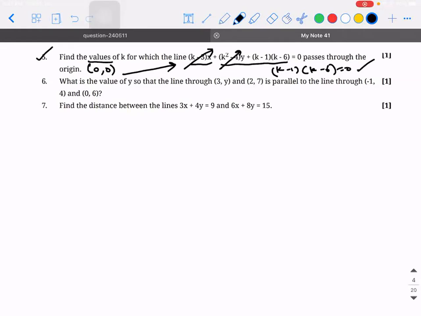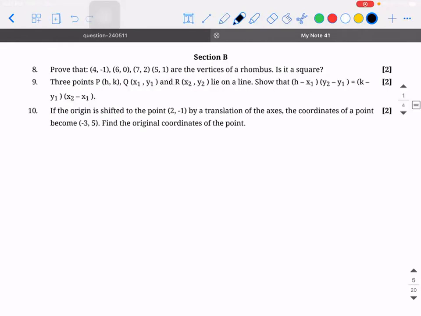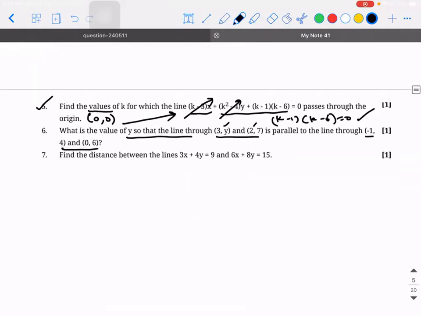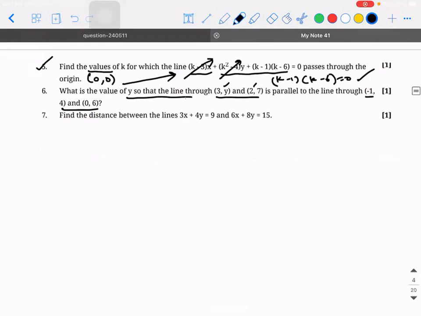Next. What should be the value of y so that the line through these two points is parallel to the line through these two points? Again, if two points are given to you, what is indirectly given to you? Slope. Again, they're using the word parallel, so parallel means slopes should be the same. Find the slope of the line passing through the first two points. Find the slope of the line passing through the other two points. Equate them. One unknown, one equation. You will get the answer. Do it fast, two minutes time.